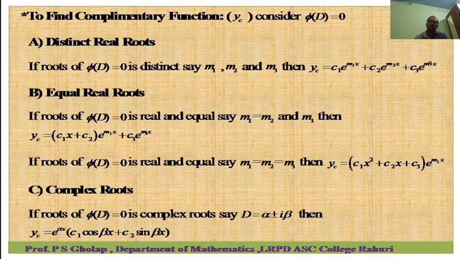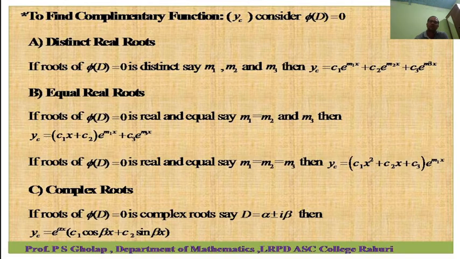Such a part occurs if phi of D equal to 0 is a polynomial of degree 3, and if it is a polynomial of degree n, then the part occurs like this: c1 x to the power n minus 1 plus c2 x to the power n minus 2 and so on. Such factors occur in a complementary function.